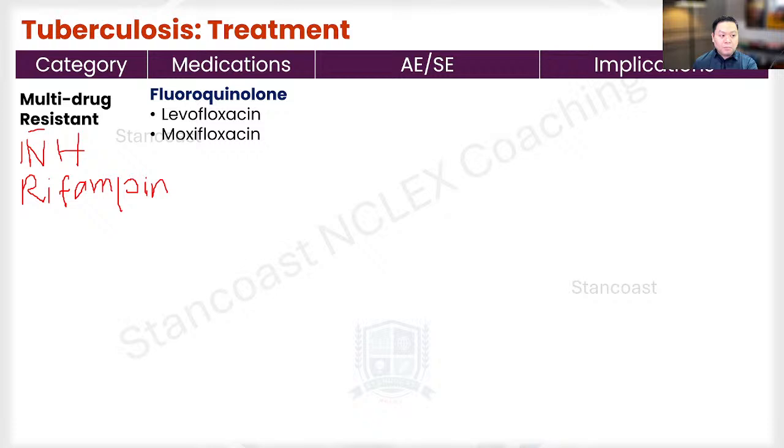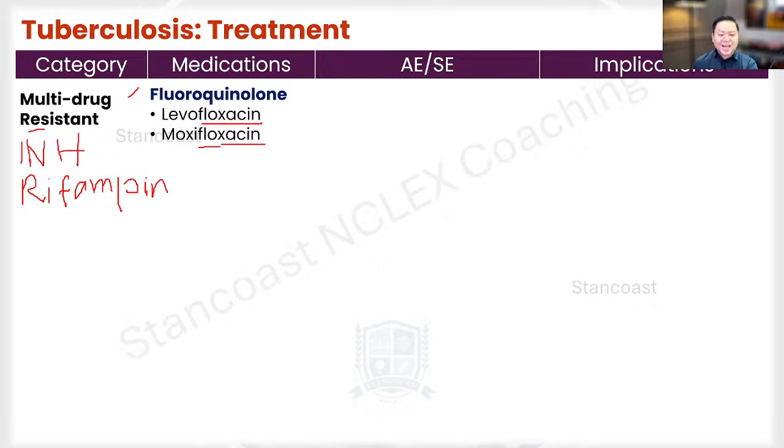And so, guys, these are the medications that we will be seeing, especially with the multi-drug resistant type. So you will expect to see the fluoroquinolones. This is a type of antibiotic, and we have the two most common ones, levofloxacin and moxifloxacin. So these are your suffixes to identify that they are fluoroquinolones.